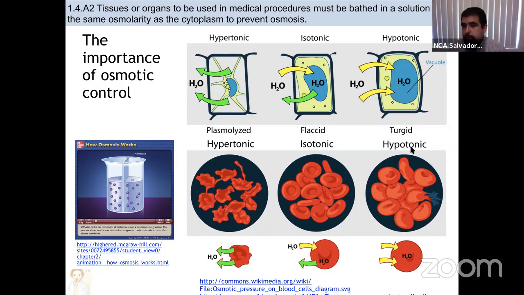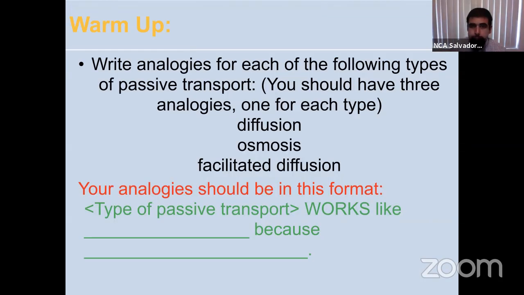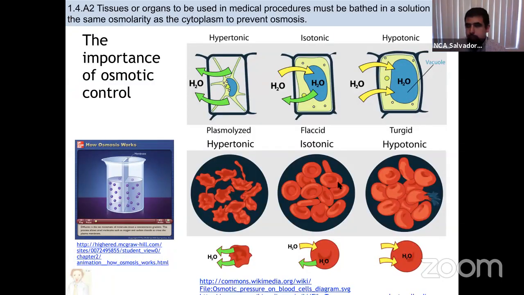Oftentimes, if you put cells into a hypotonic solution, many of the cells will actually burst because they cannot handle the pressure that's built by all the water rushing in. Ideally, you would want your cells in isotonic solution because you don't want them to shrink and you don't want them to get pressurized and flooded. All right. I will not have you do analogies today.